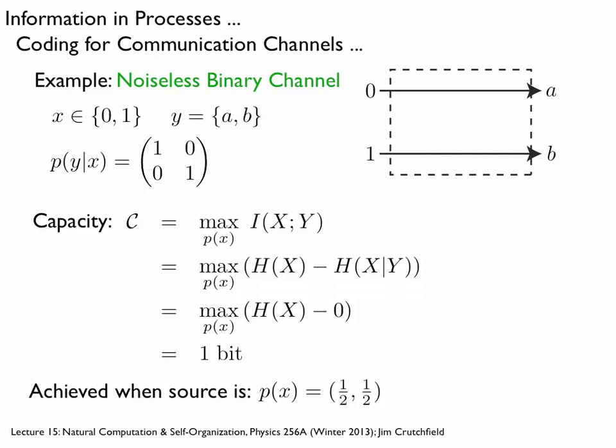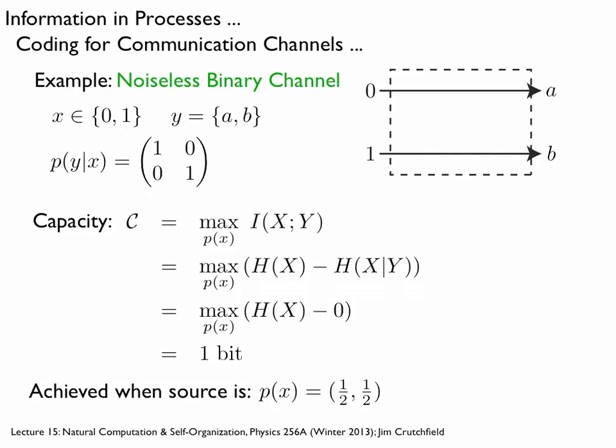And we can calculate the capacity here, just maximizing the mutual information over what we could put on the input. Well, I choose this form to expand it. There is no uncertainty in the input given the output. If I got an A, it was a 0. If I got a B, I know it was a 1. So that term is 0. And the shared information just boils down to the entropy of the input.